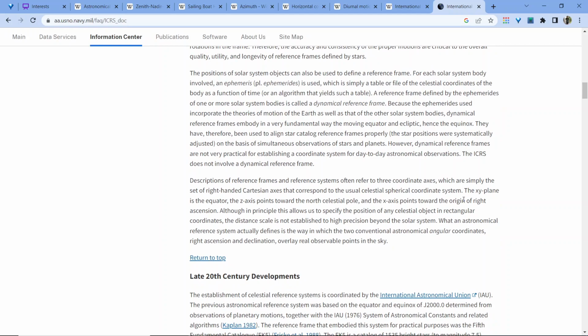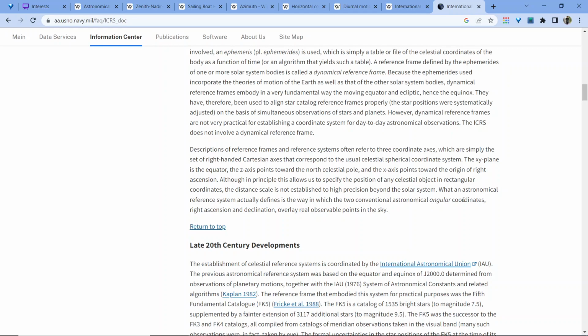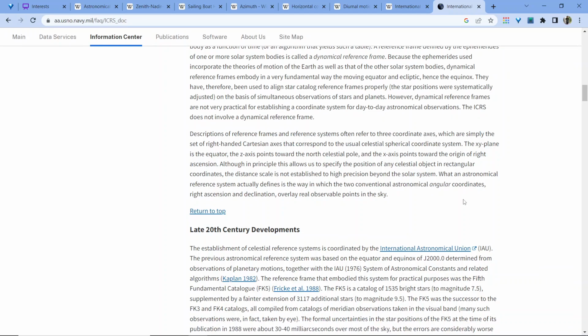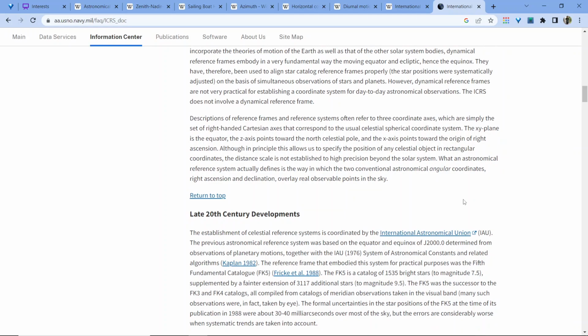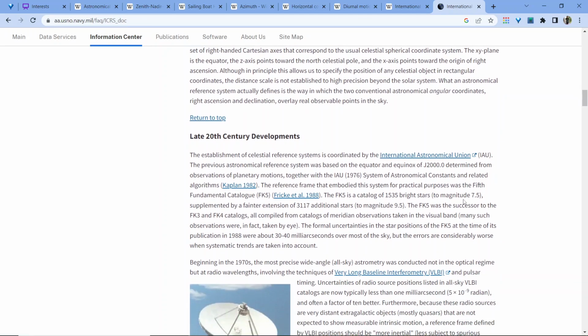Descriptions of reference frames and reference systems often refer to three coordinate axes, which are simply the set of right-handed Cartesian axes that correspond to the usual celestial spherical coordinate system. The XY plane is the equator, the Z-axis points toward the north celestial pole, and the X-axis points towards the origin of right ascension. Although in principle this allows us to specify the position of any celestial object in rectangular coordinates, the distance scale is not established at high precision beyond the solar system. What an astronomical reference system actually defines is the way in which the two conventional astronomical angular coordinates of right ascension and declination overlay real observable points in the sky.